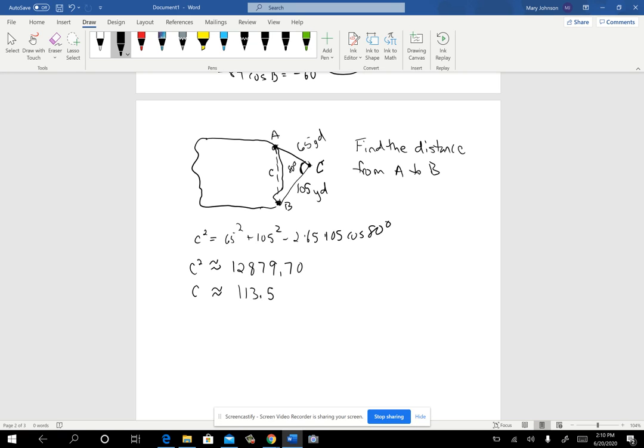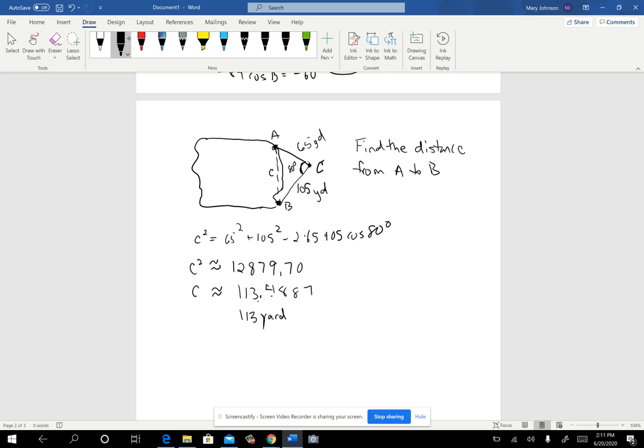Let me see what they wanted that rounded to. They said to the nearest yard, I think. Yeah. So if we round it to the nearest yard, now this is kind of tricky. Let me show you what it really was. It was 113.4887. So if they're rounding to the nearest yard, it's a 4 following it, so it'd be 113 yards.